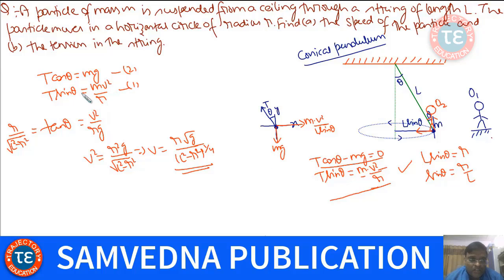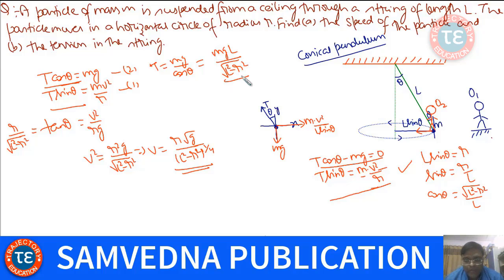And tension you can find from here. Tension is mg by cos theta, and sin theta is this. What is cos theta? Cos theta is going to be this. So that means this is going to be mg L upon this, right? So that's your tension. Okay. So you have tension T, and you have velocity V. That's how you can do this question.